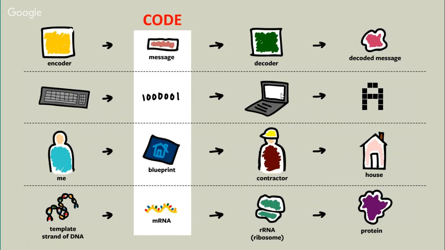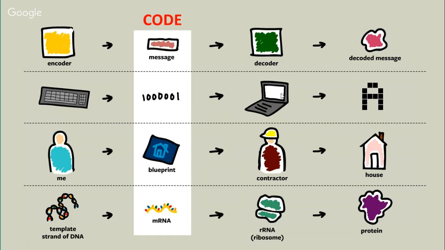The second example here is a keyboard, and then the 1 0 0 0 0 0 1. So that's the binary code. That's the message, and it's being encoded according to the rules of the coding language. In this case, it's ASCII binary code. That is transmitted through the wire to the computer screen, and then the computer screen displays the A. So the computer decodes that message into an A on the monitor.